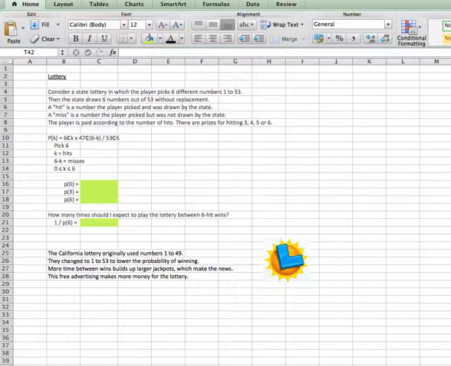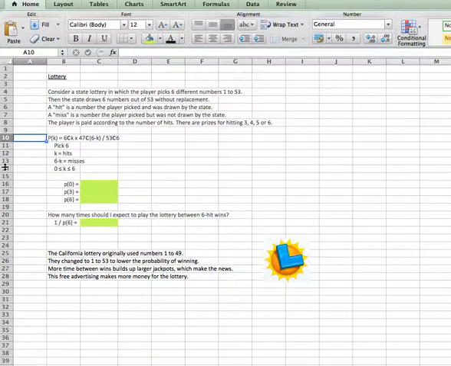Next, we turn our attention to the lottery. So consider a state lottery in which the player picks 6 different numbers from 1 to 53. Then the state draws 6 numbers out of 53 without replacement. A hit is a number the player picked and was also drawn by the state. A miss is a number the player picked but was not drawn by the state. The player is paid according to the number of hits. There are prizes for hitting 3, 4, 5, or 6.